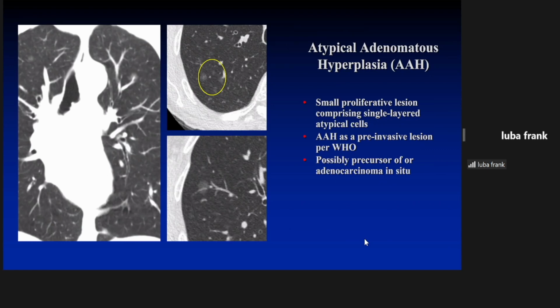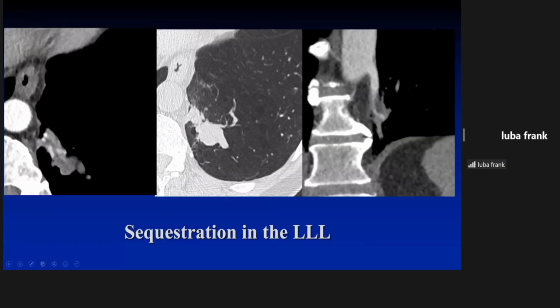We often see those ground glass nodules that are there for many years. We do need to monitor them up to 5 years at least, and these are considered pre-invasive lesions per WHO. They're small proliferative lesions comprised of single-layered atypical cells, and they're possibly precursors of adenocarcinoma. So a couple of those cases are hereditary or genetic.